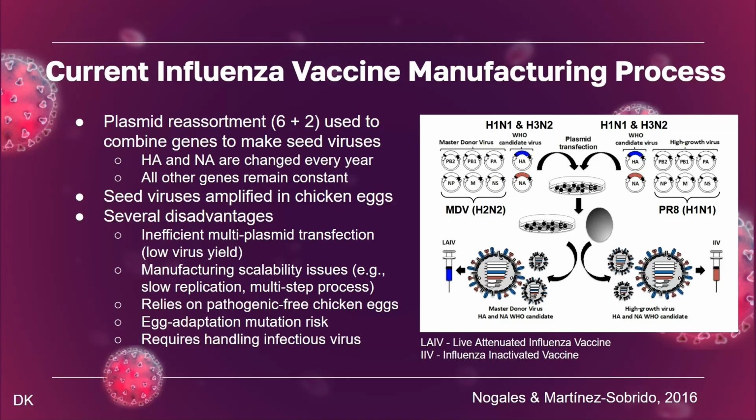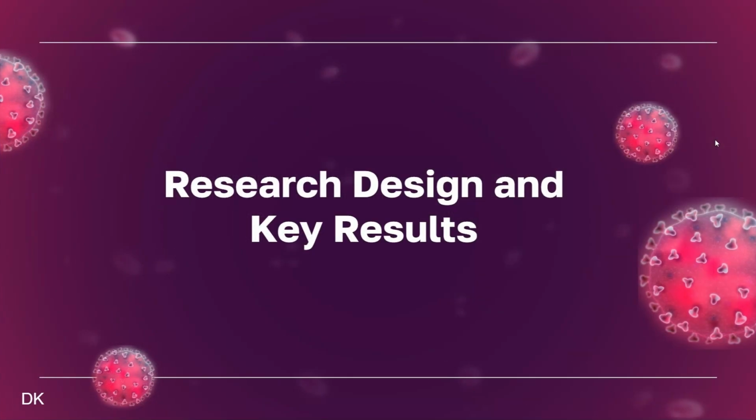Furthermore, the process relies on pathogenic-free chicken eggs. This is a problem if avian flu is prevalent in the chicken eggs at the time of the manufacturing of the influenza A vaccine. In addition, you can actually get egg adaptation mutations associated with the virus that can actually change the viral components. And then finally, there's biosafety issues associated with handling infectious virus. Now, the paper is going to address several of these drawbacks, as we'll discuss shortly.